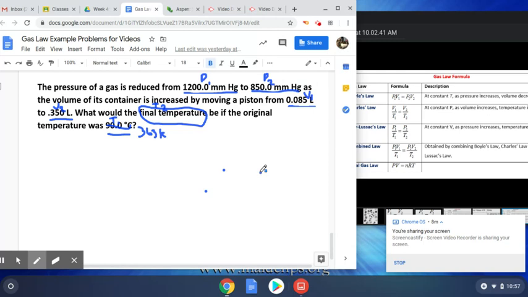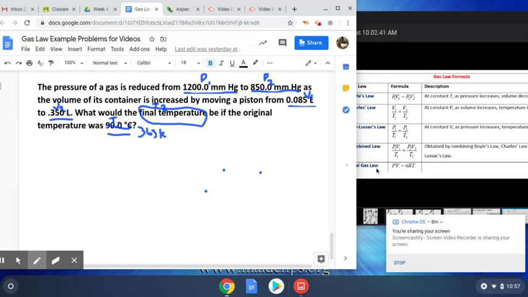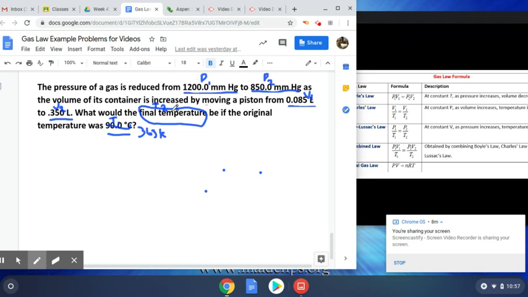Like I said in one of the other videos, a lot of times students get confused by combined versus ideal. You know this isn't an ideal gas law problem because there's no moles in it. You also know that because you have multiple of everything. You have multiple pressures, multiple volumes, and well, you have one temperature, but you're also looking for a temperature. So that has to be combined gas law.